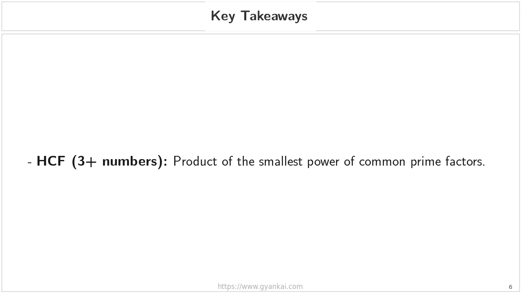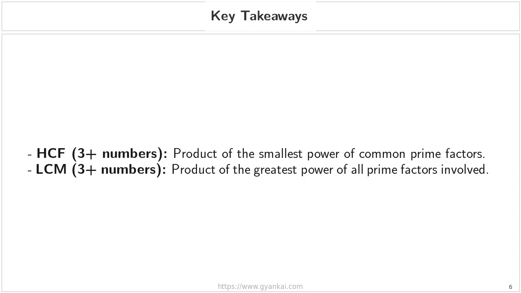Remember, when you are looking at a set of 3 or more integers, the HCF is the product of the smallest power of only those prime factors that are common to every single number in the set. If a prime factor isn't present in all of them, it doesn't make the cut for the HCF.